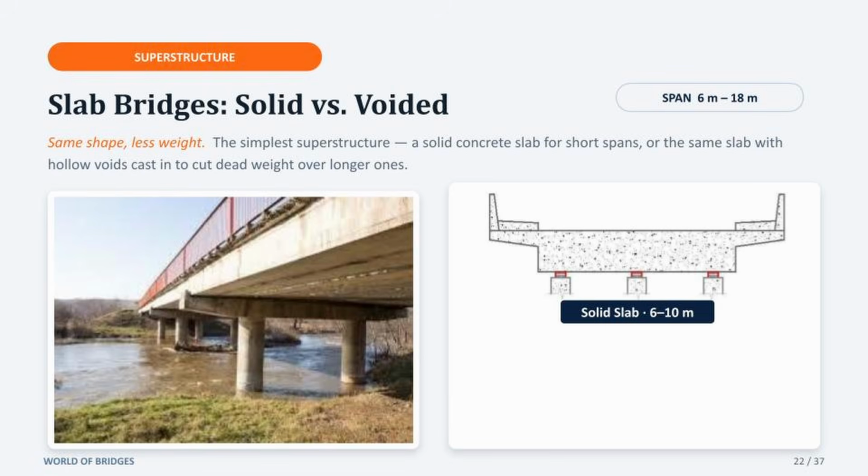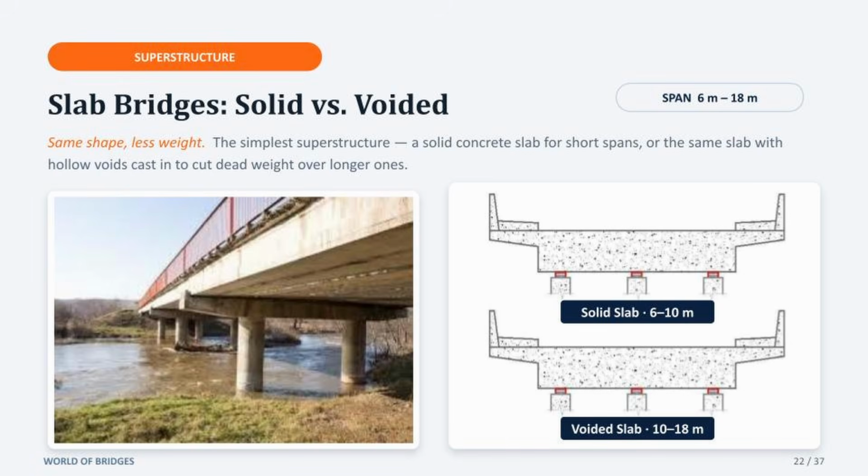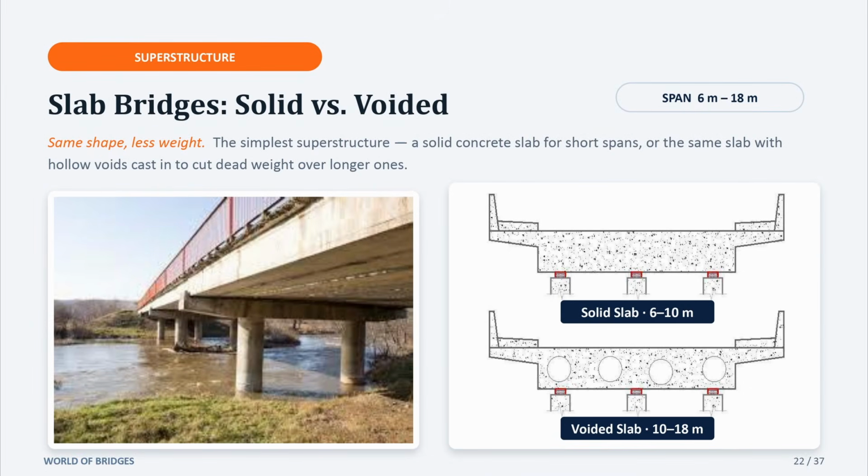Slab bridges are at the bottom of this span ladder. A solid slab is exactly what it sounds like. A flat concrete slab good enough for the 6 to 10 meter span. Beyond 10 meter span, solid slab gets too heavy for its own weight, so engineers hollow out voids inside it. Same shape, same look from outside, but a voided slab handles 10 to 18 meter span because it sheds a lot of dead weight.